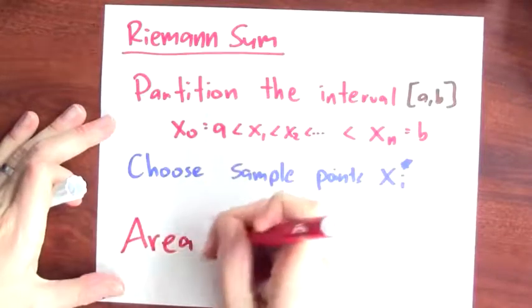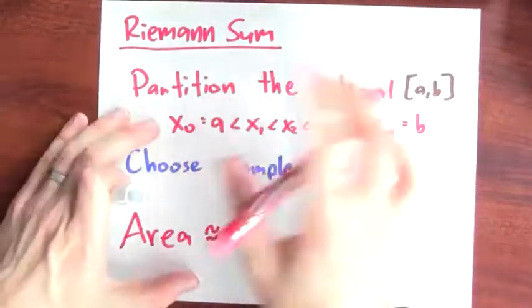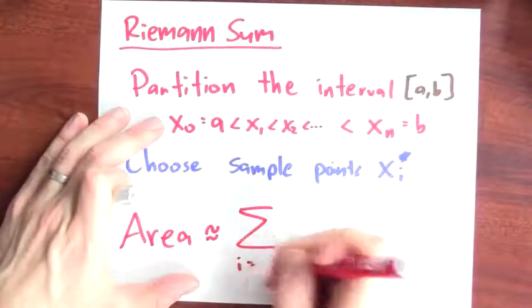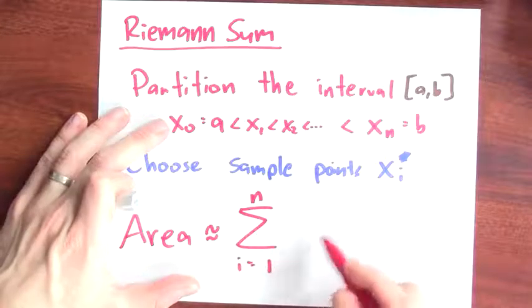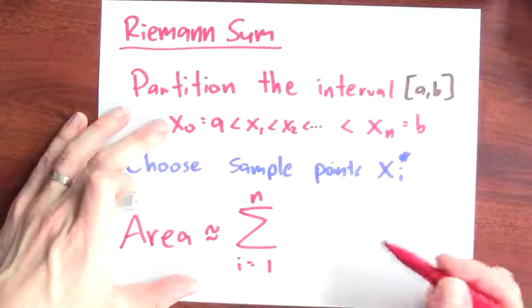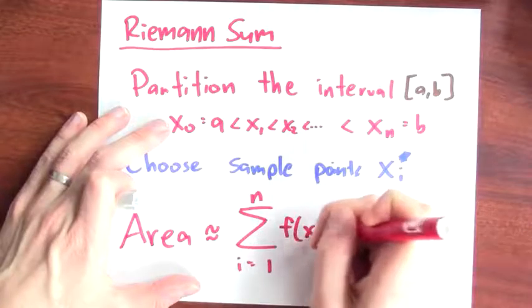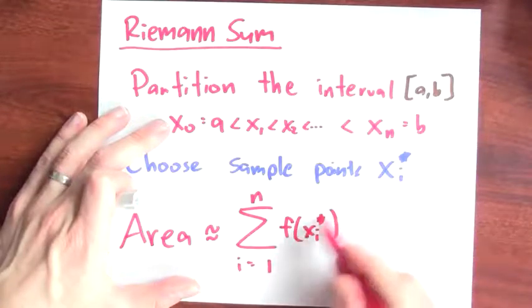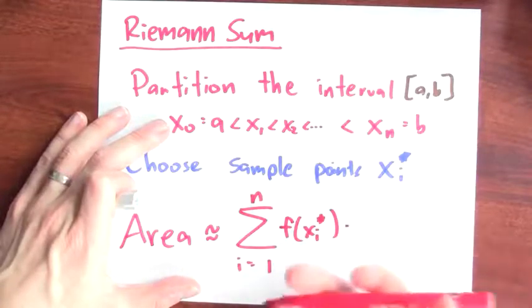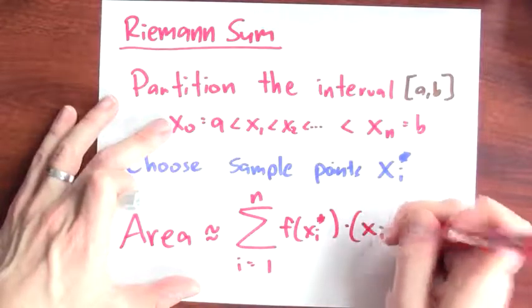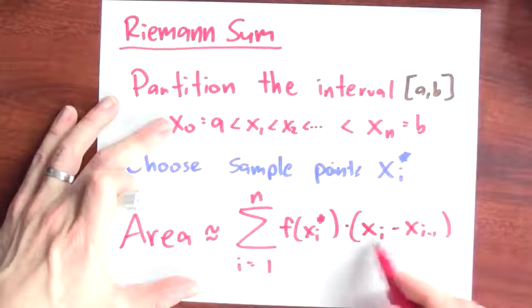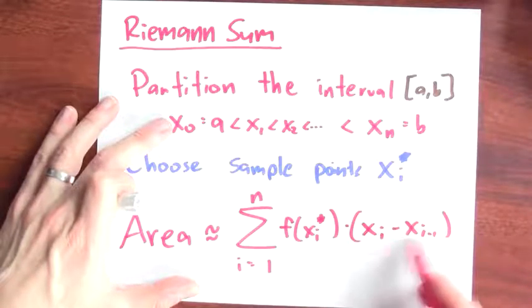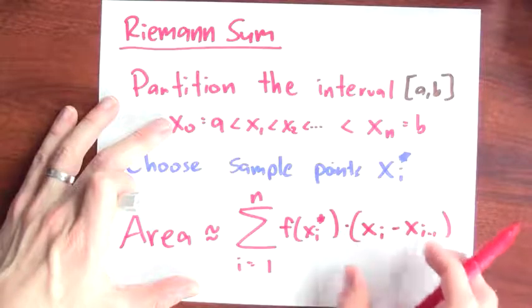So the area is approximately, and this is really the Riemann sum, the sum. i goes from 1 to n, so I'm going to add up all of the rectangles, and now I have to write down the area of the ith rectangle. Well, the height of the ith rectangle is the function evaluated at the sample point, and the width of the ith rectangle is x sub i minus x sub i minus 1. If I take the ith cut point and subtract the previous cut point, the difference will tell me the width of that rectangle. Let me show you on the picture again here.